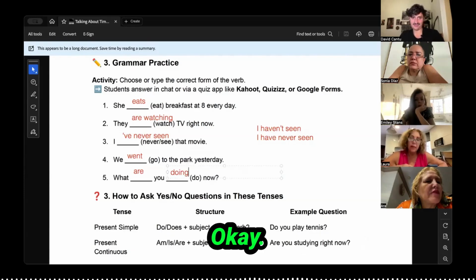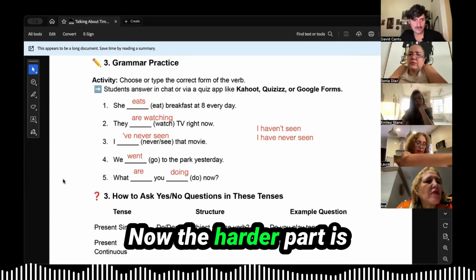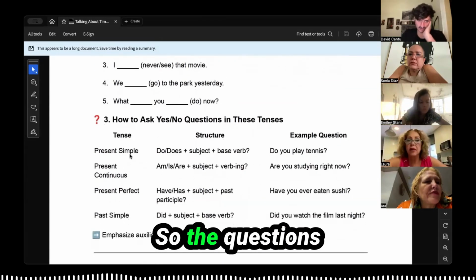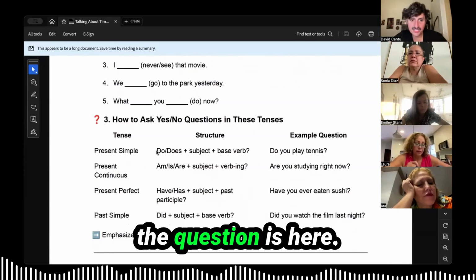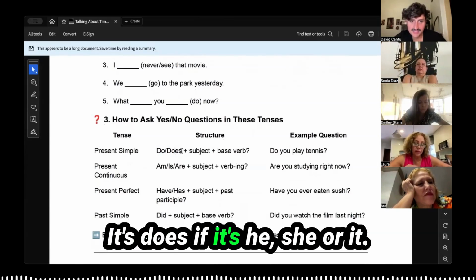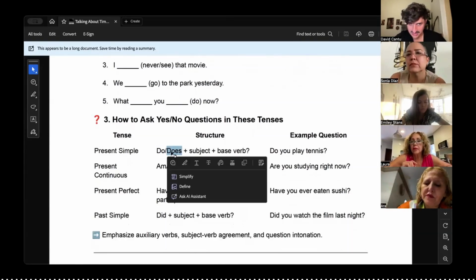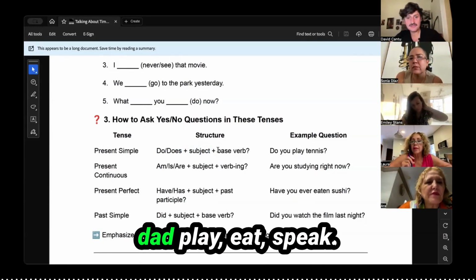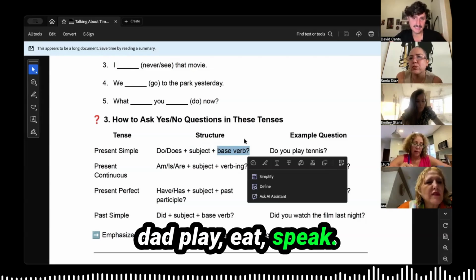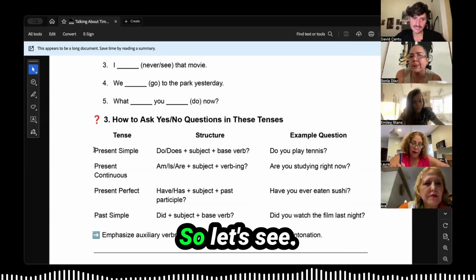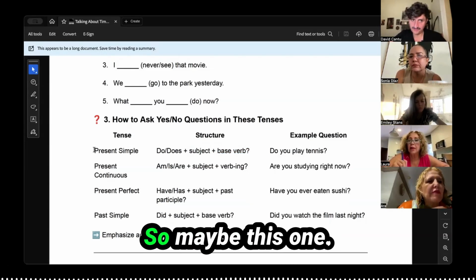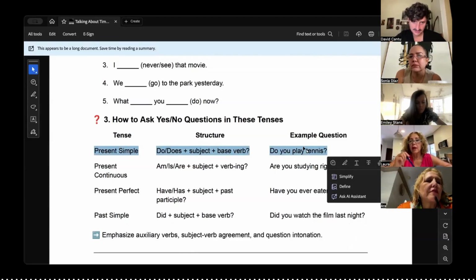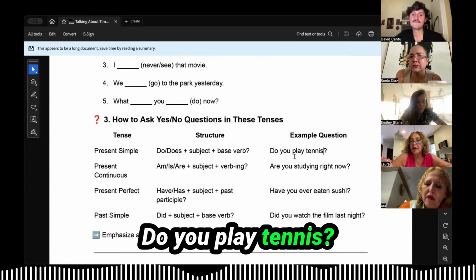Good. Okay. So very simple. Now the harder part is making questions, right? So how you make the question is here. It's does if it's he, she, or it. Do you, does your dad play, eat, speak? All right. So let's see. So maybe this one. Laura, can you read it? Present simple. Do you play tennis?